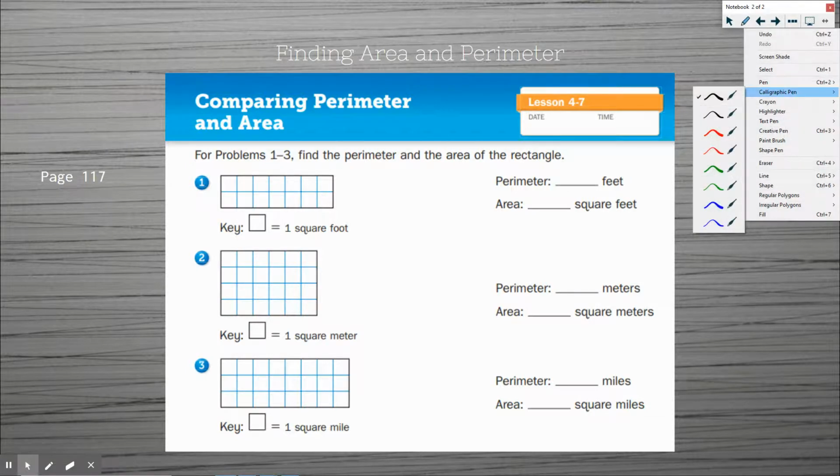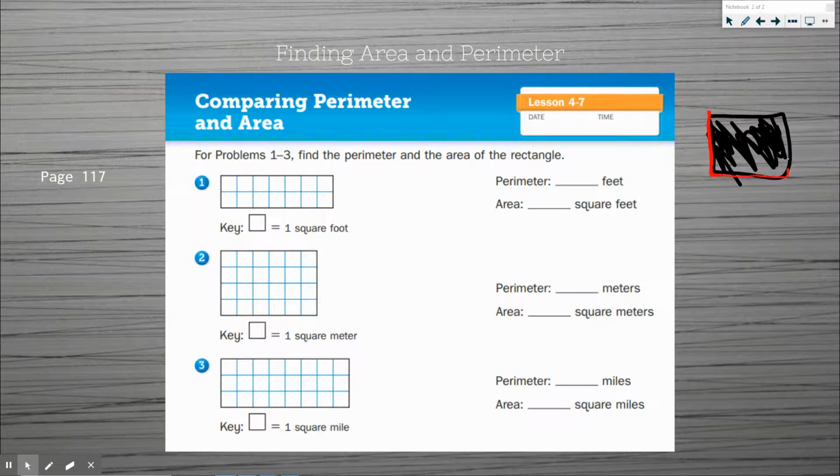Remember, we know that perimeter goes around the outside, but area is the inside. So we're going to be looking at finding the area of these shapes, and we're going to be finding the perimeter as well. So I'm going to try to use my red pen for perimeter and my black pen for area. So this is in your book on page 117. You need to go in your book to page 117.